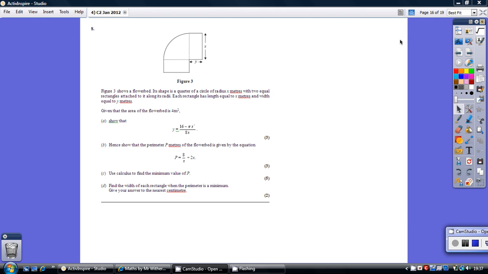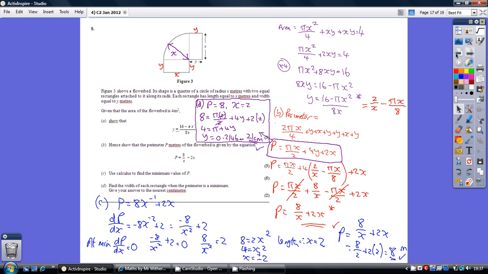Okay, have a go at this rather tricky question 8. Okay, so for part A we've got to show something. Well, we're given that the area is 4 meters squared. So basically this total area is going to be 4.